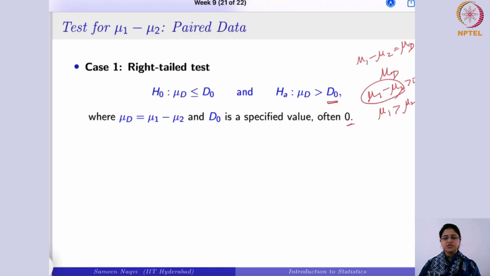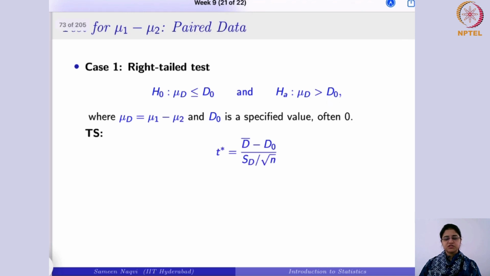Okay, we are using this notation mu suffix d because we are dealing with paired data, and if you can recall, we take the differences of the two sets of observations and we denote them by di's, and then we take the sample mean, so we denote it by d bar. So in order to be in sync with the notations you are going to use in these few lectures, that is why I've kept it mu d. If you want to keep it mu1 minus mu2, that is also fine.